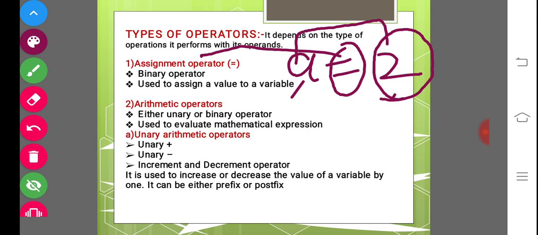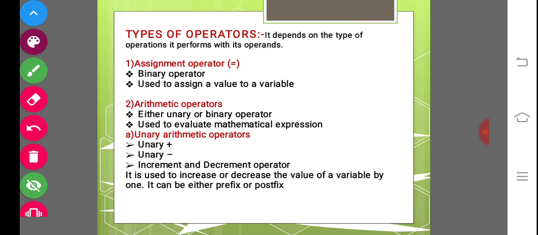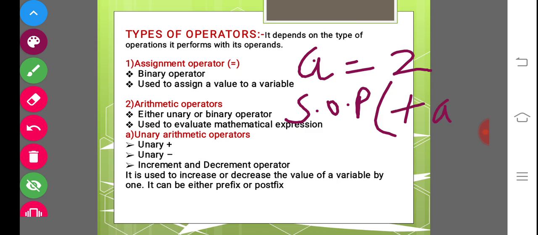Now among unary arithmetic operators, the first is unary plus. This operator is applied before the operand or before the value and it will give you the same value of a variable. So for example, a is equal to 2, and then I am writing System.out.println plus a. What is the output? The output is only 2. Understand? If I am writing a equal to minus 2, System.out.println plus a, what will be the output? The output is minus 2. So the plus operator returns the same value of the variable.